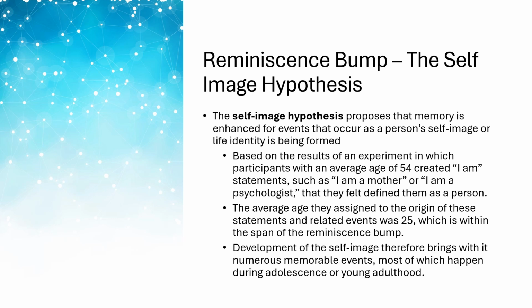So development of the self-image therefore brings with it numerous memorable events, most of which happen during adolescence or young adulthood, right? The self-image hypothesis says that the reason why we better remember events associated with late adolescence and young adulthood is because those events happened around the time that our identity was being formed. And because, as we've already discussed, the self-image or self-concept is integral to autobiographical memory, it makes sense that those memories would be given preferential focus and therefore would be more easily retrieved.